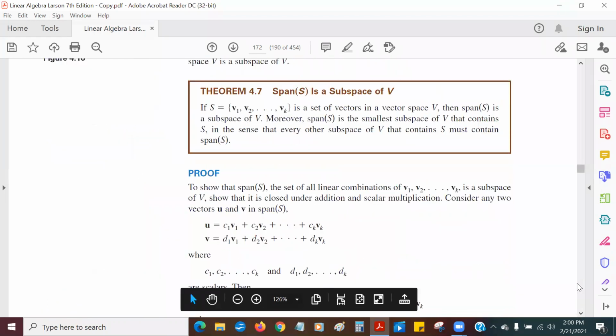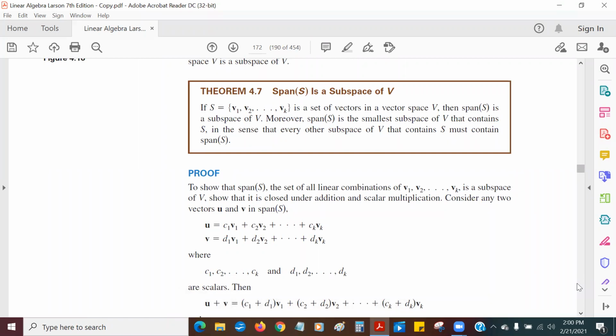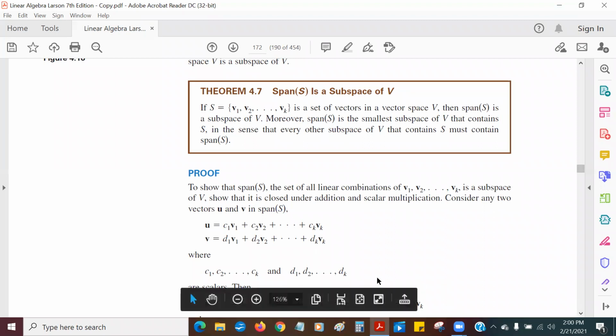Now we want to show that the span of S, even though it may or may not be the entire vector space, is a vector space. If you have any set of vectors, the span of those vectors will be either V itself, the entire V, or a subspace of V. That's what this theorem is saying. It's actually not that hard to show that. So let's just look at the theorem.